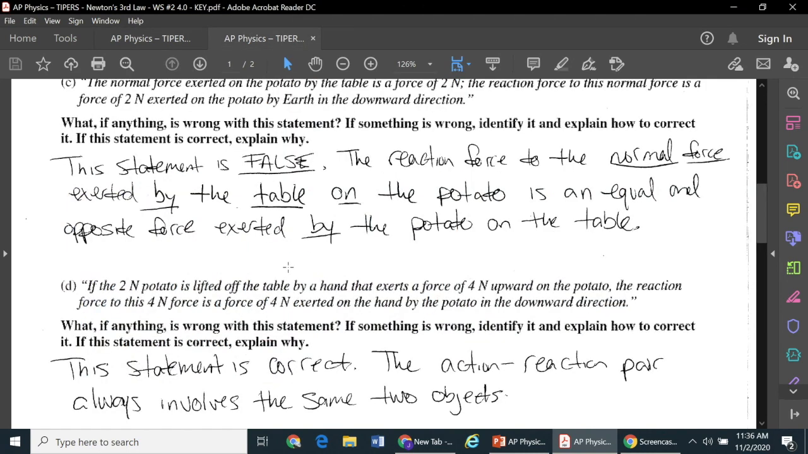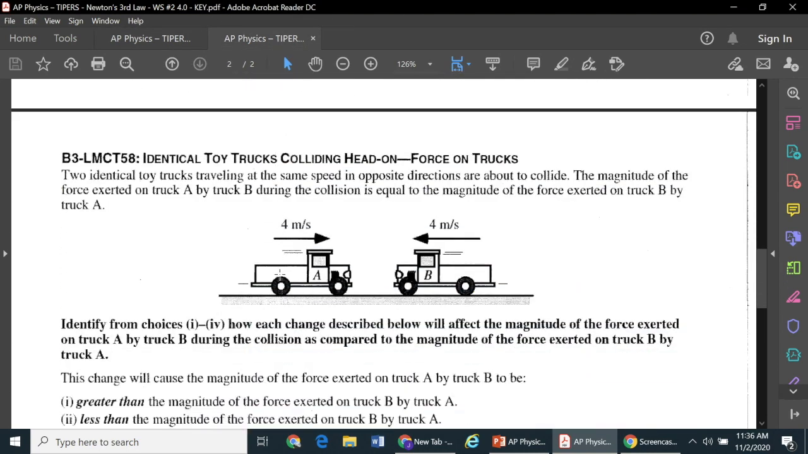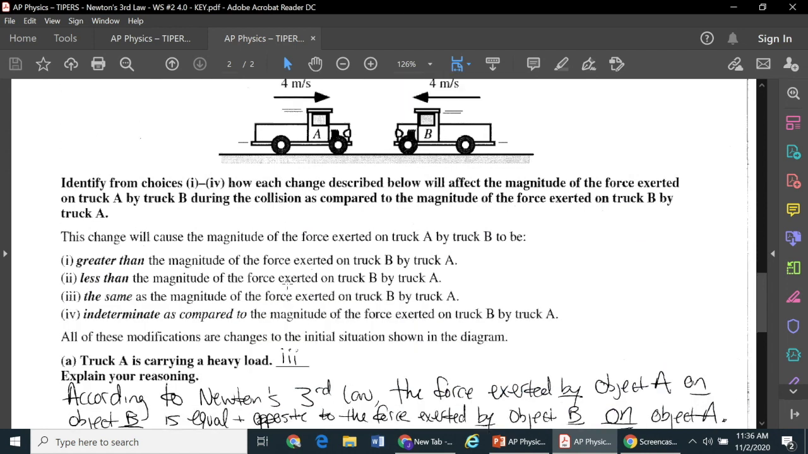And the answer here should be pretty obvious. It's choice 3. The answer is the same. According to Newton's third law, the force exerted by object A on object B is equal and opposite to the force exerted by object B on object A. And that's really it for this sheet.